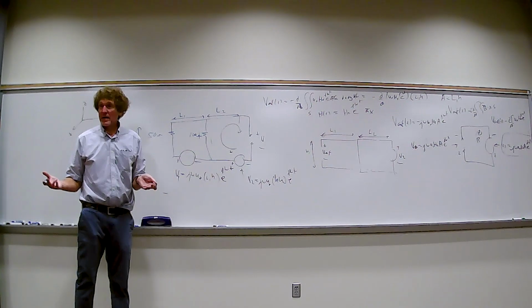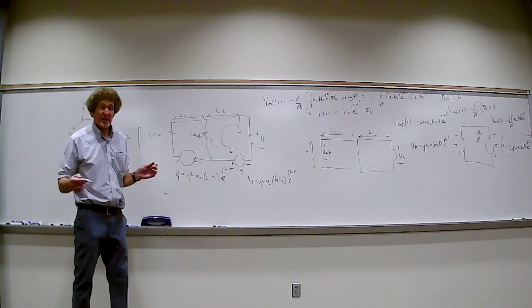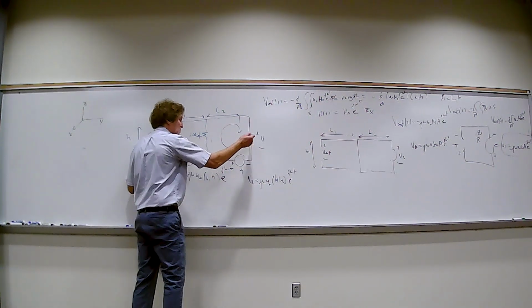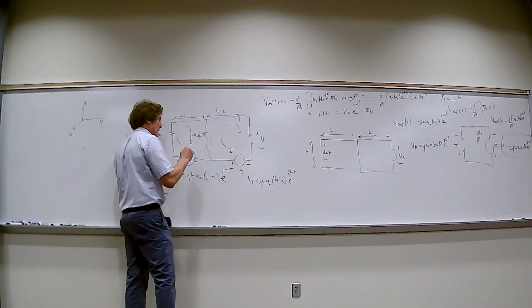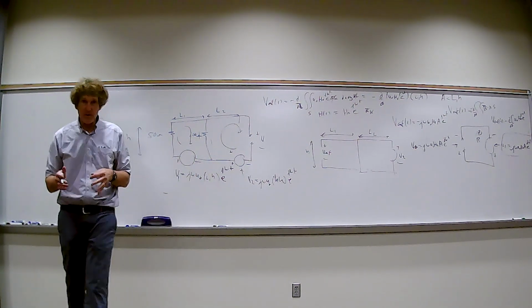There's no path, right? It can't flow back to the source. It can't flow this way because there's an open circuit here. This is the only path that is available. Do you all agree with that?